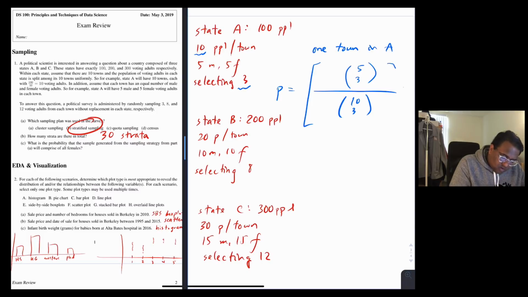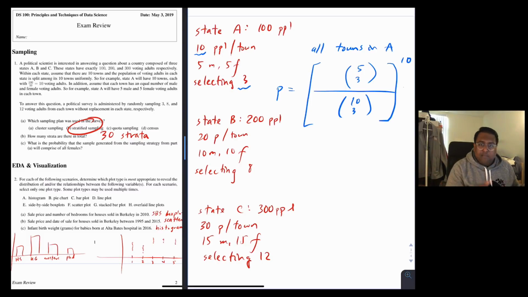Okay, cannot draw today. So we have this to the power of 10. This is not just one town now, this is all towns in state A. We have the probability for one town multiplied by itself 10 times. When we did this in in-person discussion, a lot of students said multiply this by 10 instead of raising it to the power of 10. That's not quite right, because multiplying it by 10 is the same as adding itself 10 times, and there the probability might end up being greater than 1.